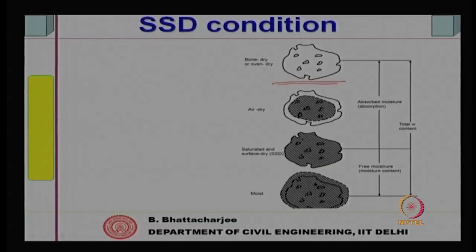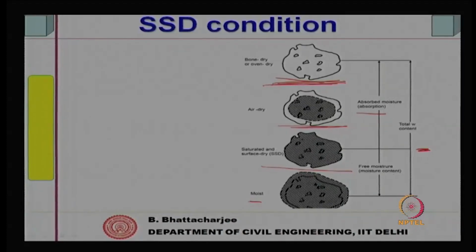This is bone dry, fully oven dry situation, there is no water, there are pores, no water. If you come to this, this is air dry, that means the surface has dried out fully up to a certain depth, but moisture is still inside. If it is saturated surface dry condition, there is moisture inside all through, but on the surface there is no moisture. And in the moist case, even outside you will have a layer of water.